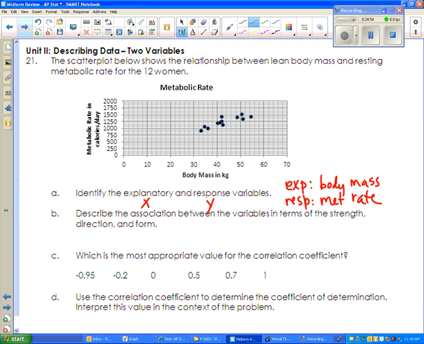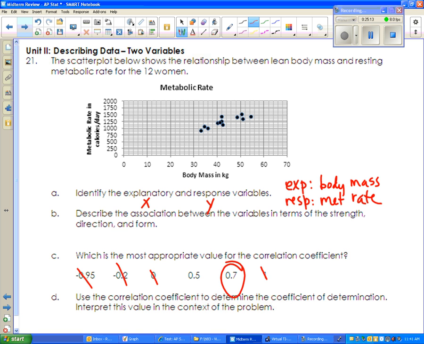In letter C, it's actually asking you to estimate the correlation coefficient. I think we can eliminate all the negatives. It certainly isn't zero. It's not a perfect correlation, and it's moderately strong. So I would lean towards the 0.7 as my correlation coefficient as opposed to the 0.5.